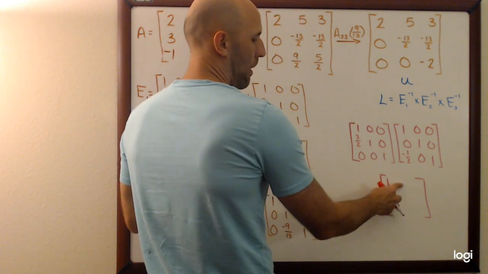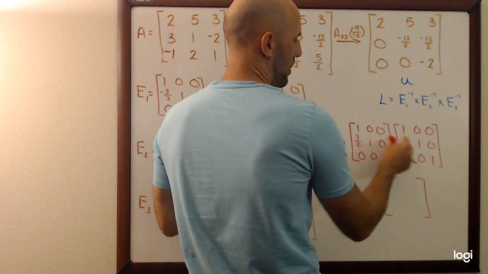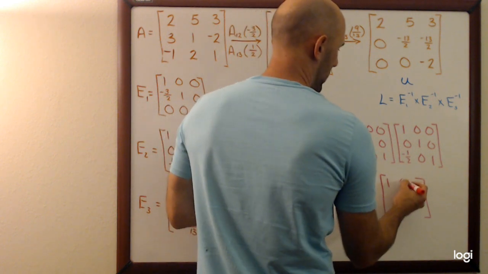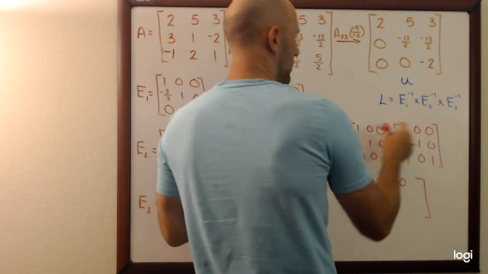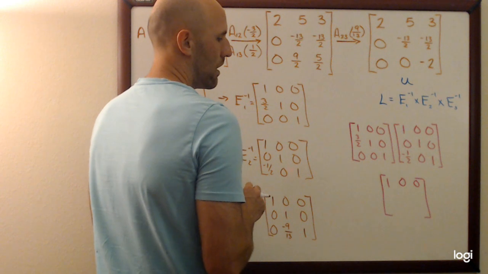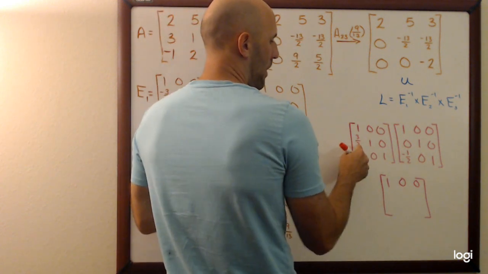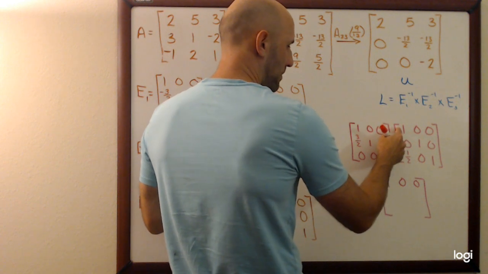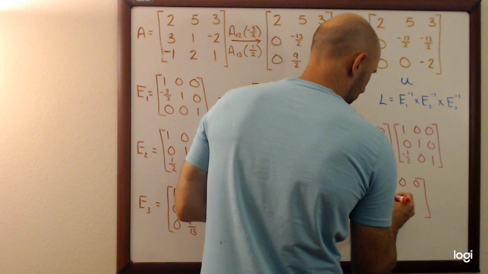Okay. 1, 2. Row 1, column 2: 1 times 0, 0 times 1, 0 times 0. 0. Row 1, column 3: 1 times 0, 0 times 0, 0 times 1. That's 0. Okay. 2, 1 entry. Row 2, column 1: 3/2 times 1 plus 1 times 0 plus 0 times negative 1/2. That's just 3/2.